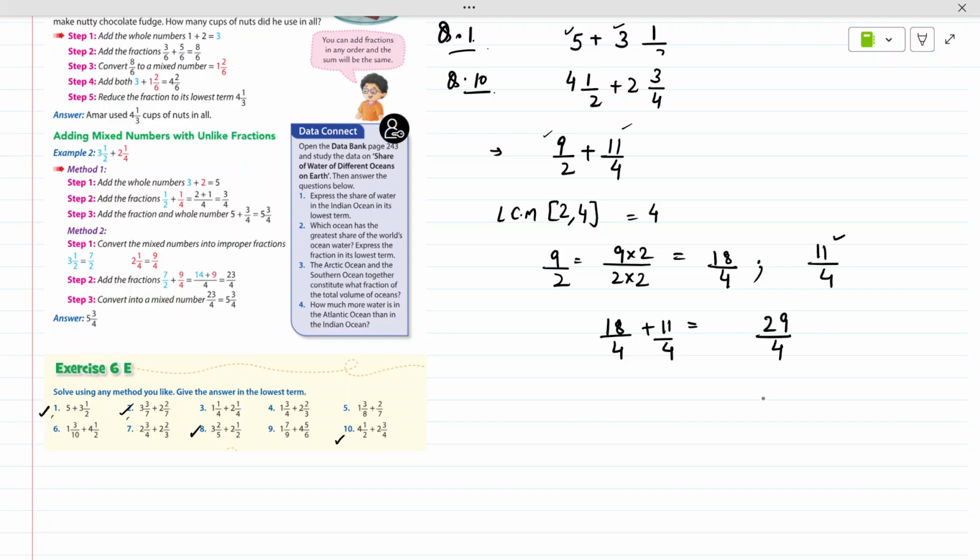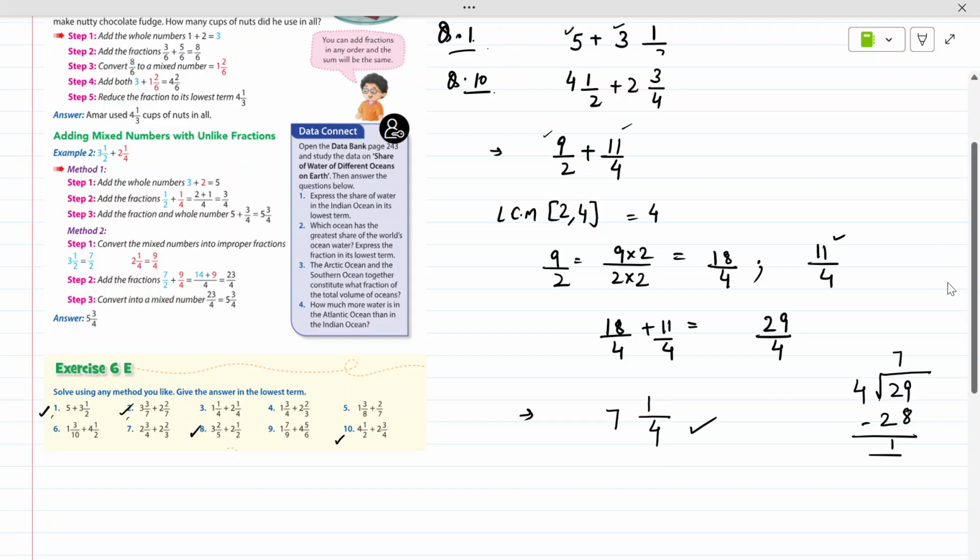Okay, so we have 29 divided by 4 and this is not a proper fraction. We have to change it to a mixed number then. This 4 into 7 is 28. 29 minus 28 is 1. And then finally write the answer in the form of a mixed fraction. So we have Q as quotient is 7, remainder is 1 and the divisor as 4 here. So this is 7 1 by 4 is the answer.